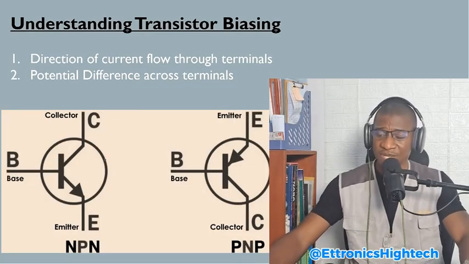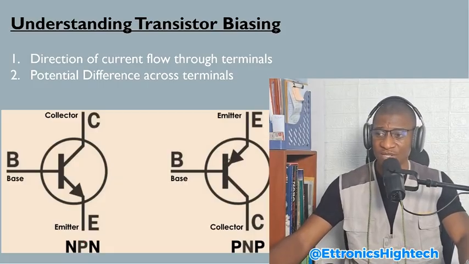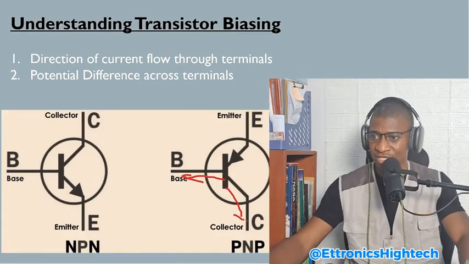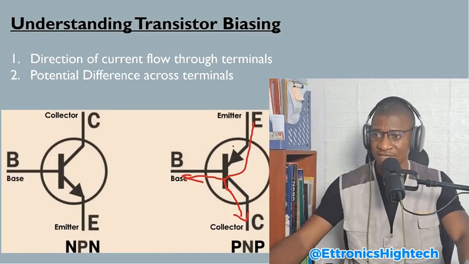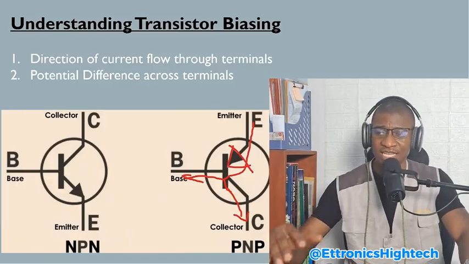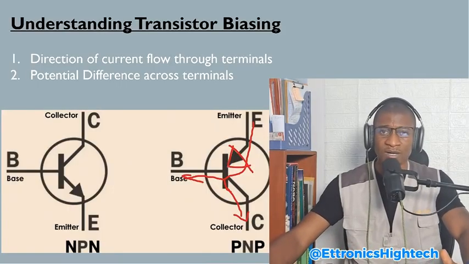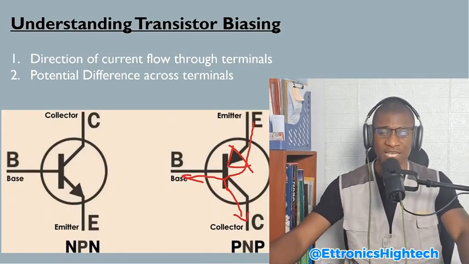So in this NPN transistor, the current from the collector and the base enter the emitter. And in the case of the PNP transistor, you can see that the current from the emitter enters the base and the collector. You can see it. Current from the emitter here, it enters the base and also the collector. That is why this arrow is facing in this direction. So this helps us to understand the direction of current flow in that transistor. Now that's number one thing you need to know that will enable you understand how a transistor is biased.